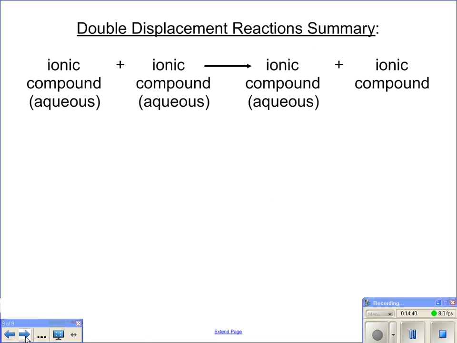So in summary, double displacement reactions are again easy to identify because you have two aqueous ionic compounds as reactants always. Dissolve them first. And then one of them is always going to be aqueous and the other one is either going to be a gas or water or a precipitate or stay aqueous itself.